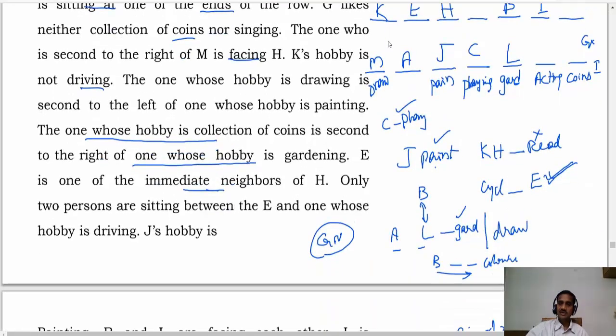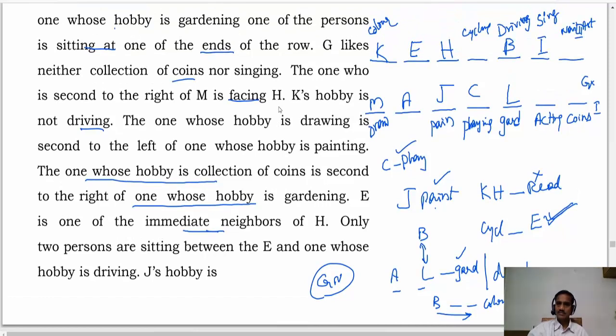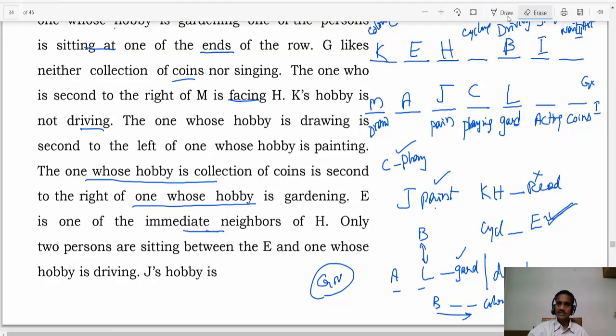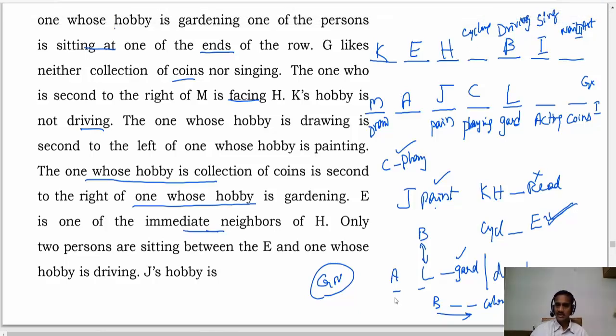Between coloring and B there must be 3 persons. And next one, what is the other information we have? E is coloring, because there must be exactly 2 persons between B and this one. Coloring is south to the right of B. Since B is here, this must be coloring.